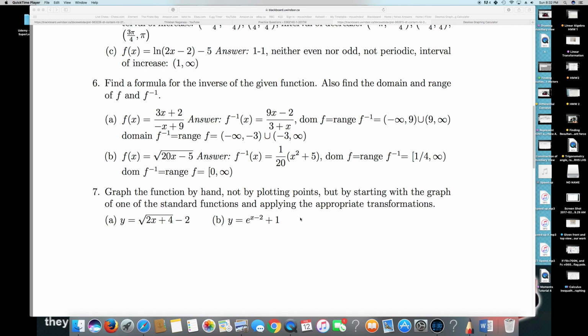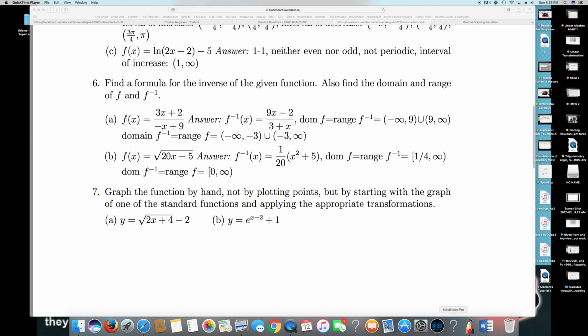Guys, I have some questions from differential calculus to solve. Let's see. So the first question is find a formula for the inverse of the given function. Also find the domain and range of f and f inverse. So let's see.